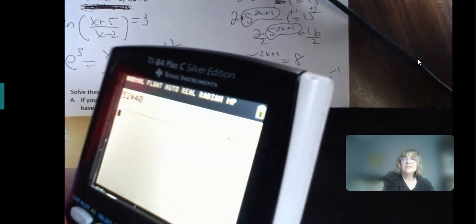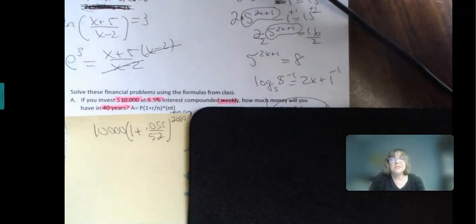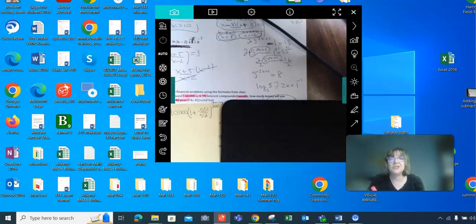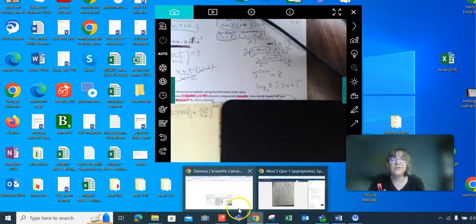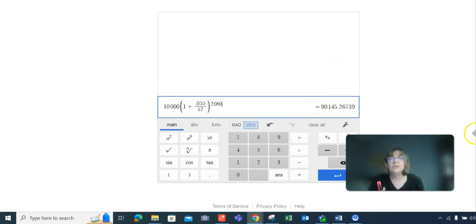And then we get that exponent of, can we see it? Maybe, there we go, 2080. All right. And then I'm just going to type this in decimals just because it actually is a little easier. But if you're going to use a TI, just use lots of parentheses and order of operations. But decimals will do it for you. So $90,145 and about 27 cents is going to be kind of where you're at there.